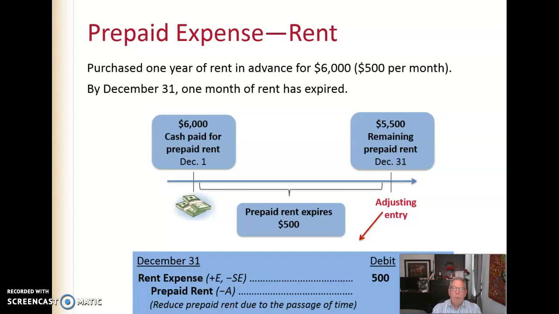I think that represents a nice place for us to stop on this video, and when we return, we'll look at how that works mechanically within prepaid rent.